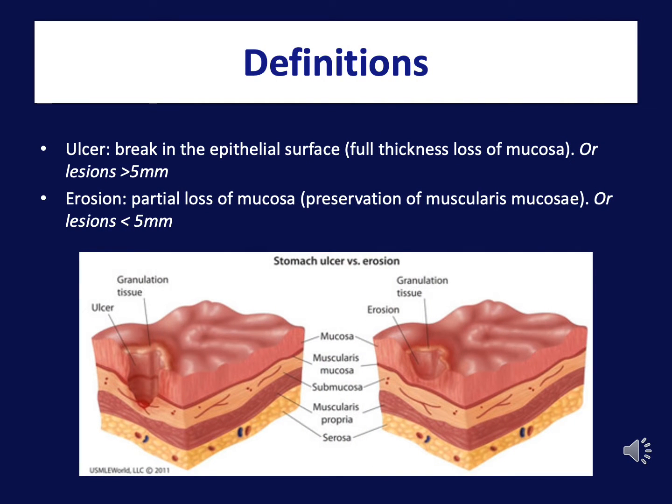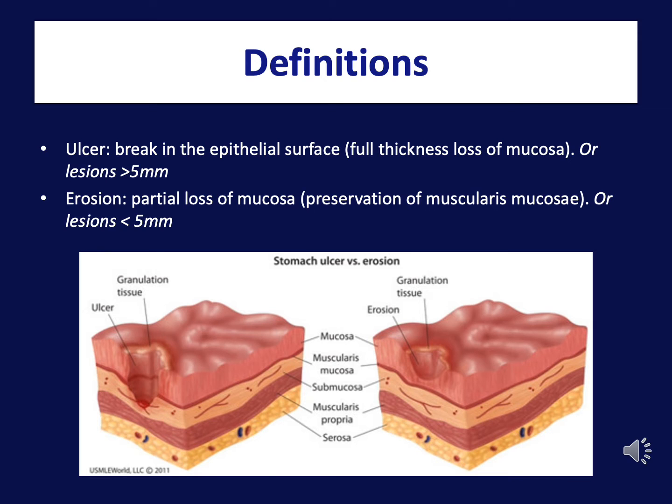Let's start with some definitions. It's important you know all your definitions smoothly. So, an ulcer is a break in the epithelial surface, and an erosion is a partial loss of mucosa. There's two different ways to differentiate between the two of these. One is based on size, so lesions greater than 5 millimeters on OGD are typically called ulcers. If they're smaller, they are called erosions.